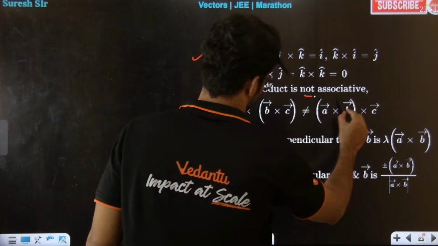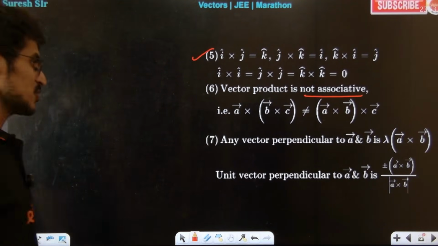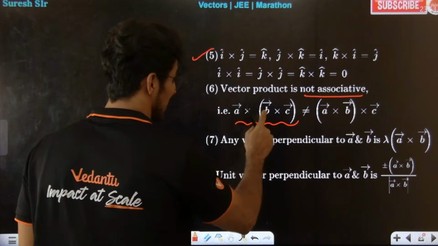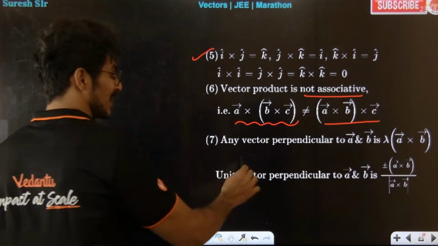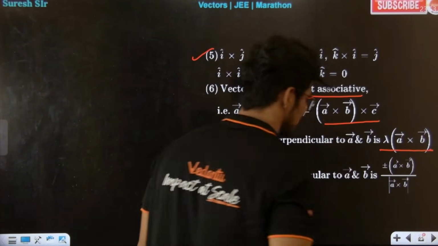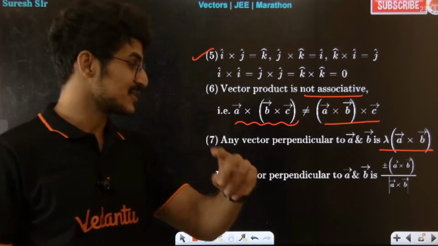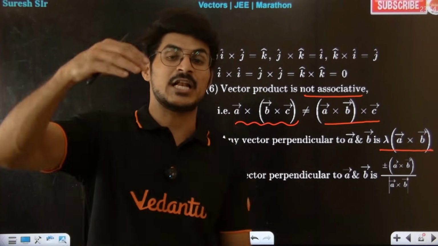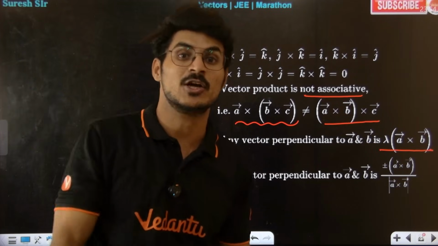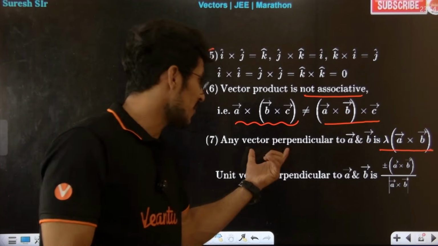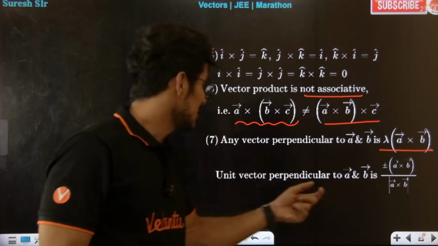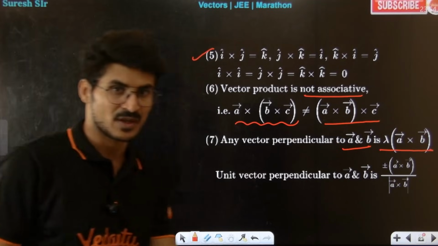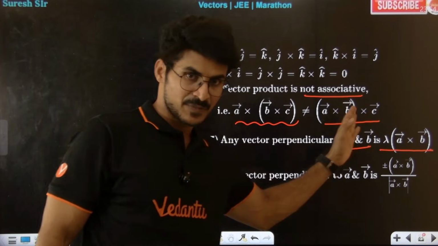So vector product is not associative in general. Associative means what? A cross B cross C is not equal to A cross B cross C. Very important. So any vector perpendicular to A and B can be written like this. Guys, you remember I was talking about the same point. One question we got, C vector was perpendicular to A and B. That is the concept we discussed and applied in the formula. So any vector perpendicular to A and B means lambda times A cross B. We solved one question, in fact, based on this property.